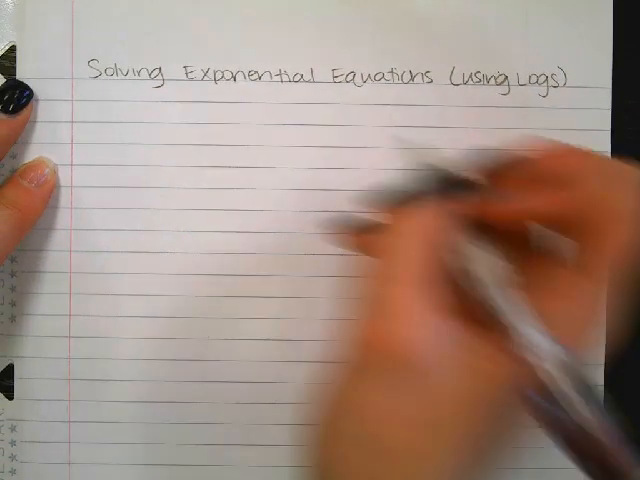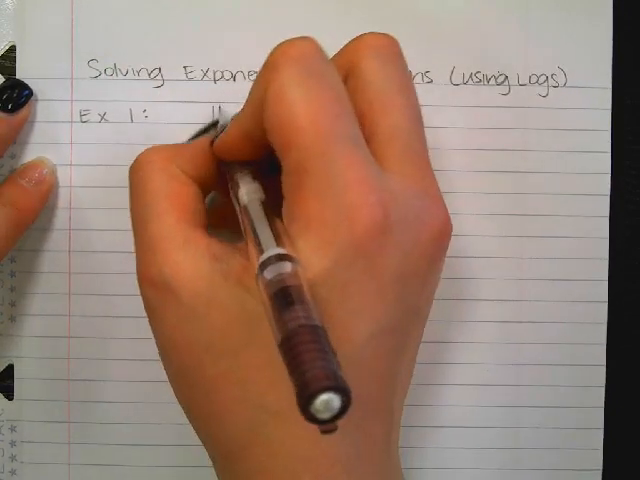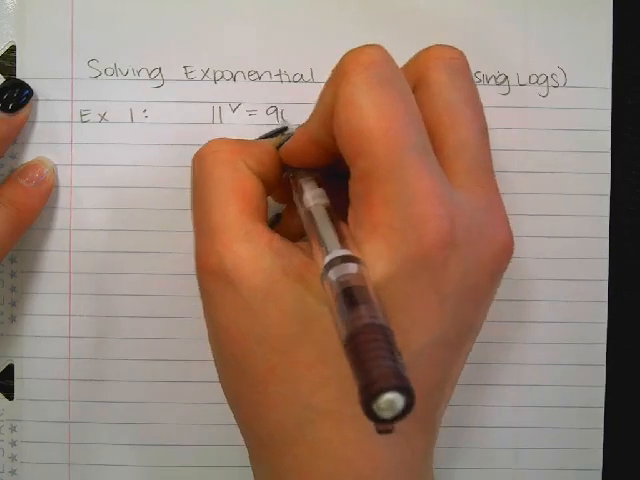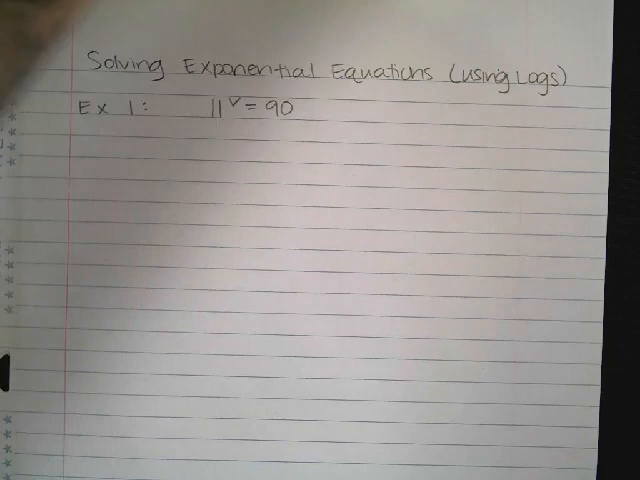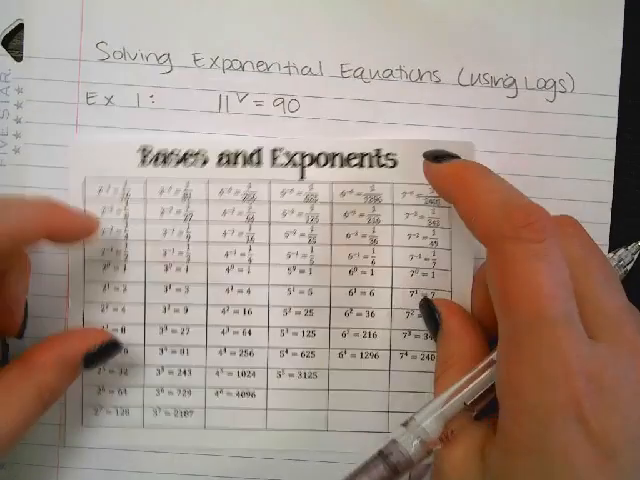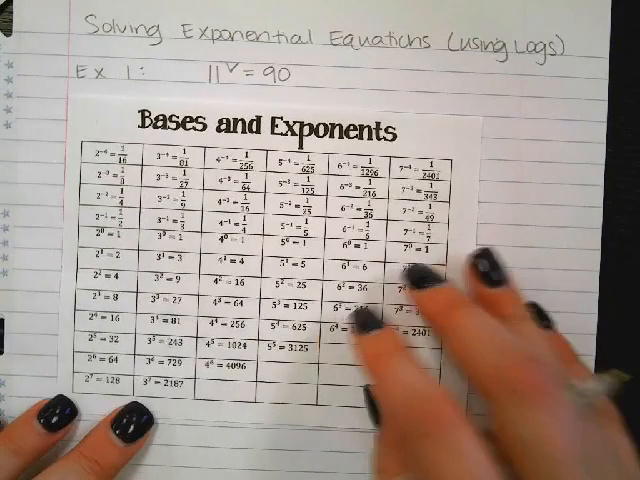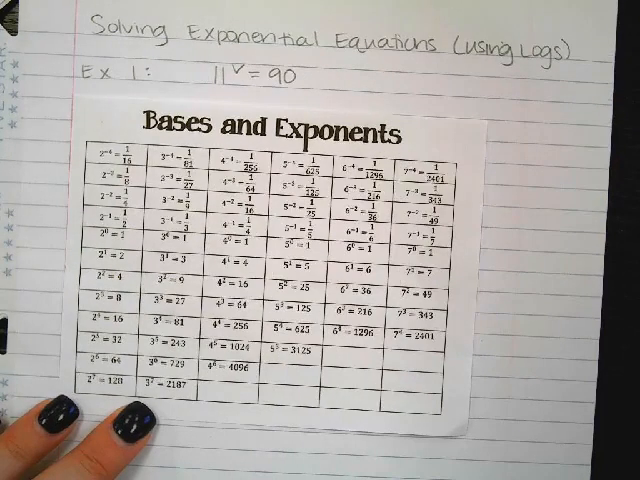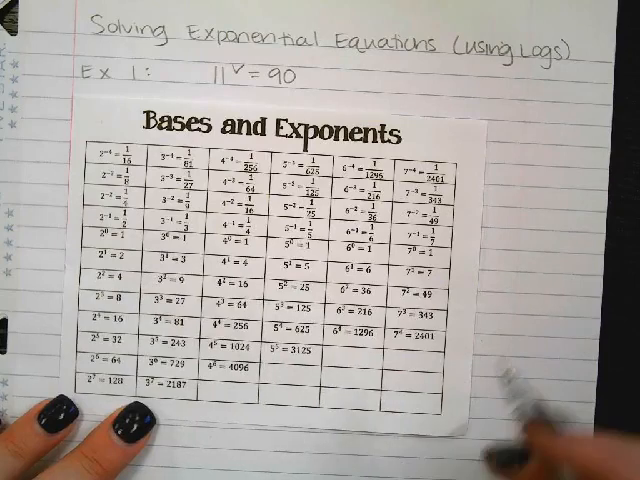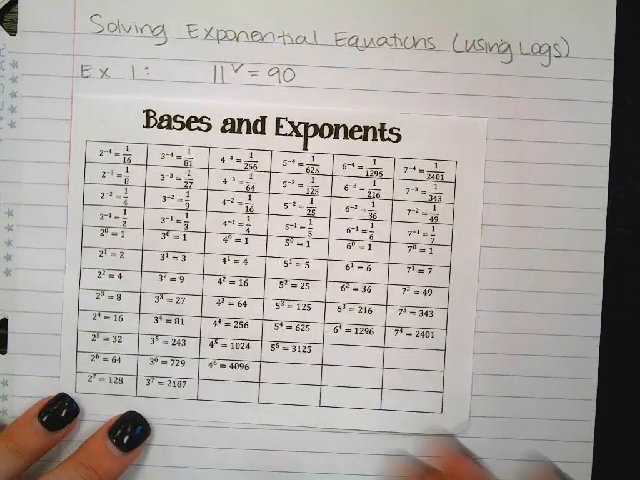All right, so for the first example, we're going to do the problem 11 to the v equals 90. If this was the changing bases day, you would have grabbed your little chart and said, okay, I'm looking to see where 11 and 90 are in the same column so that I can rewrite them using the same base. And then you would quickly realize 11 and 90 are not going to be in the same column, that we would have to have a bigger chart for that because it would be some decimal.